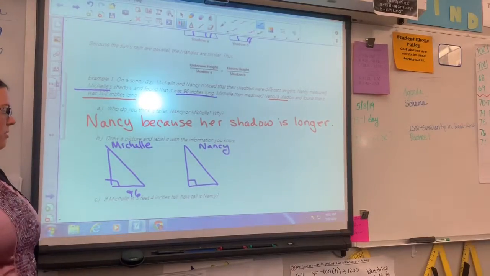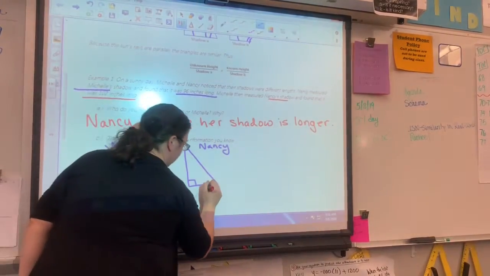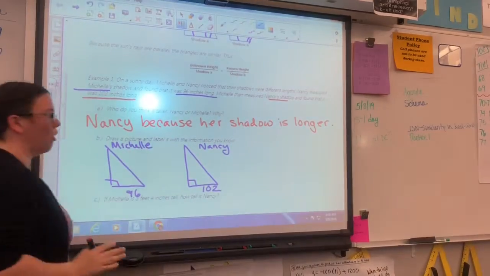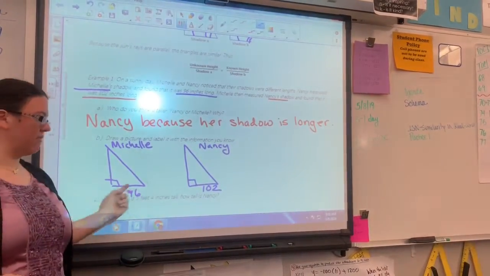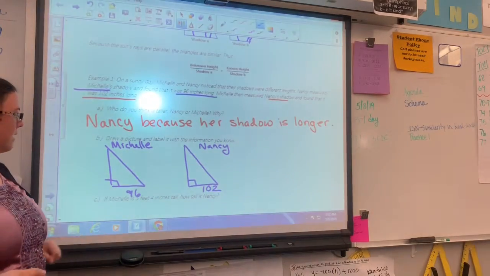All right, so Nancy, what are we going to put for her shadow? 106. So that's all we know at this point. Do we have enough to find out any information? No, because we only had one pair of things. We need 3 out of 4. So we're going to get Michelle's height.